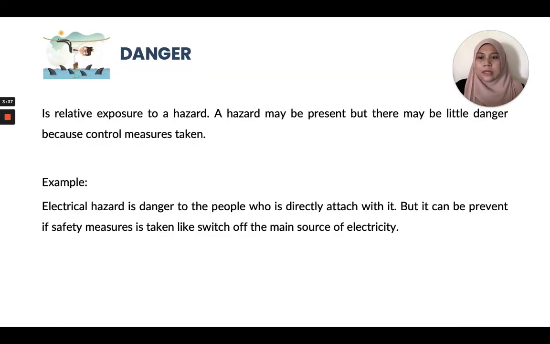While danger is relative exposure to a hazard, the hazard may be present, but there may be little danger because control measures have been taken. For example, electrical hazard is dangerous to the people who directly attach with it, but it can be prevented if safety measures are taken, like switching off the main source of electricity.